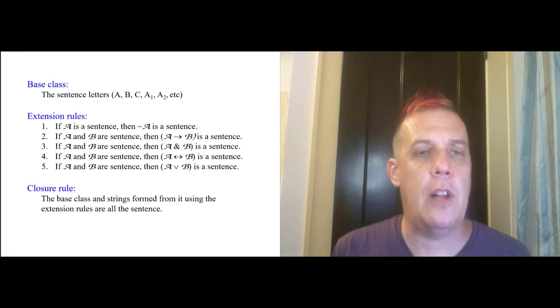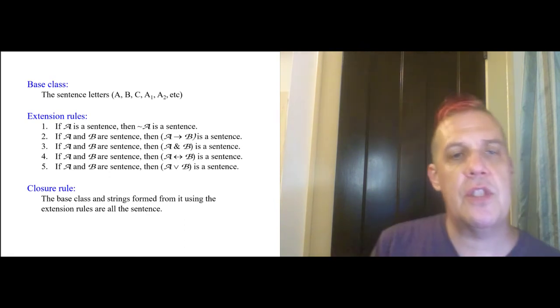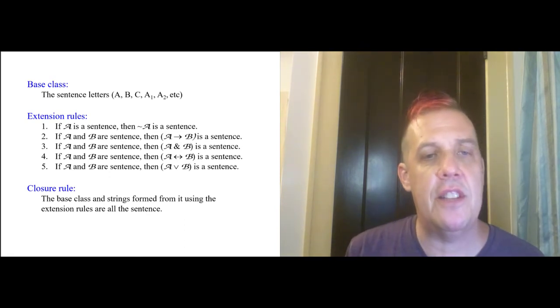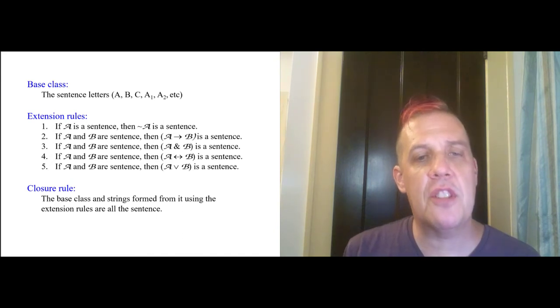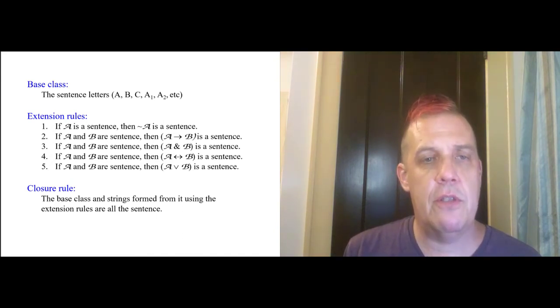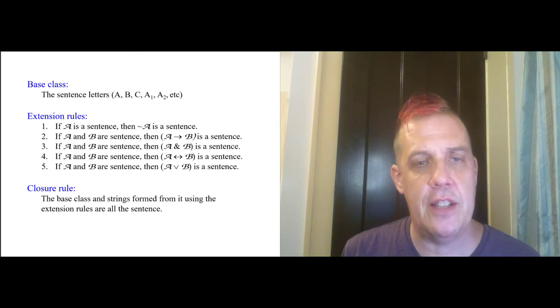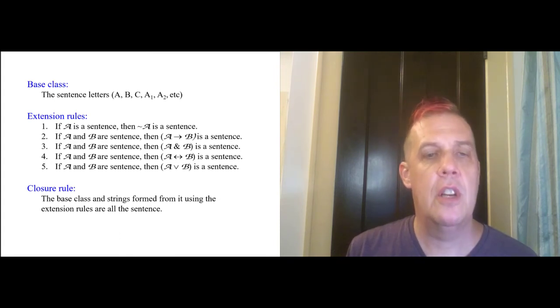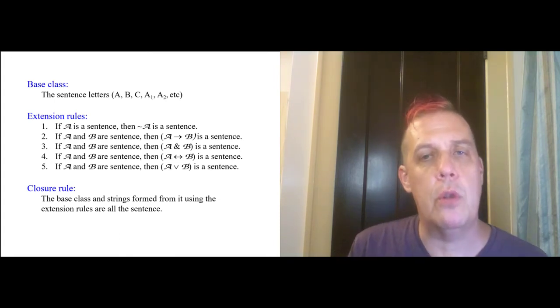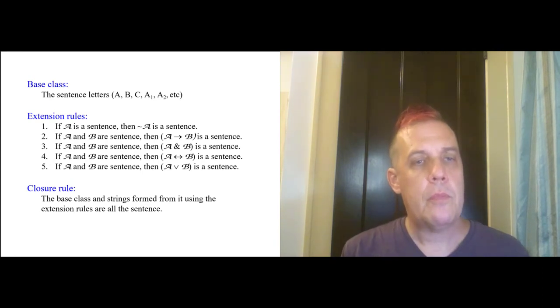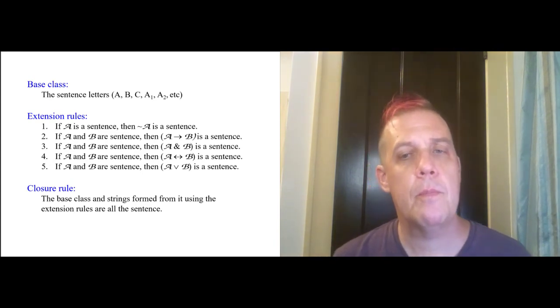So our base class consists of the sentence letters A, B, C, D, etc. Then we've got these expansion rules. So for instance, if A is a sentence, then not A is a sentence. For any well-formed sentence in our language, if you put a little squiggle in front of it, you get a new sentence. And then you've got similar rules for the other connectives.